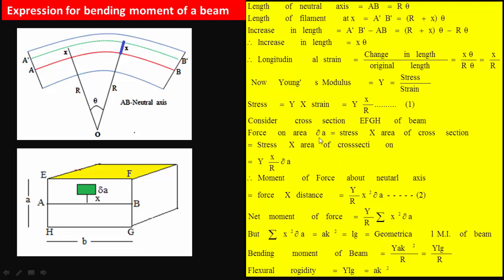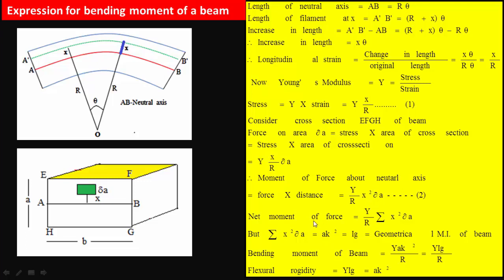But the stress is equal to y x upon r in equation 1, into dA. So this will represent the force acting on the area dA of the beam. And therefore, the moment of this force about the neutral axis can be determined very easily, which is force into distance. So y upon r x into x delta A. Therefore, we get the moment of force about the neutral axis, which is equal to y upon r x square into delta A.